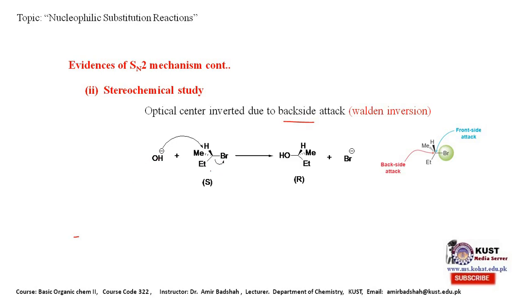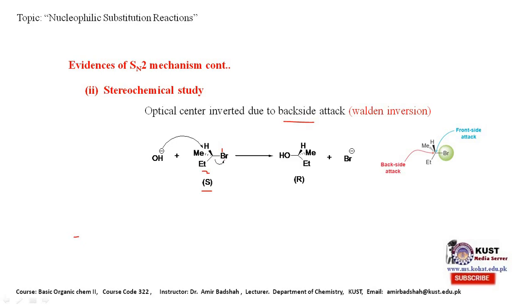Here you can see that the configuration of this substrate is S. The priority of this is 1 and the priority of this is second. And if we move from this to this, here we will have to change the position of hydrogen with the methyl group.